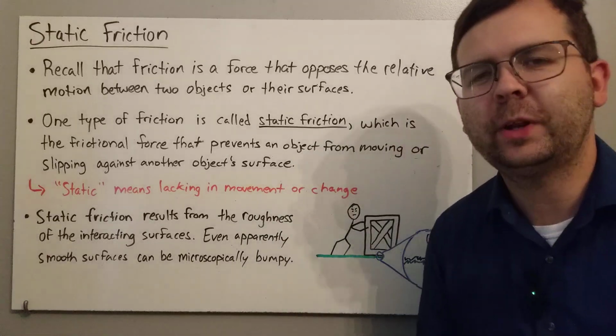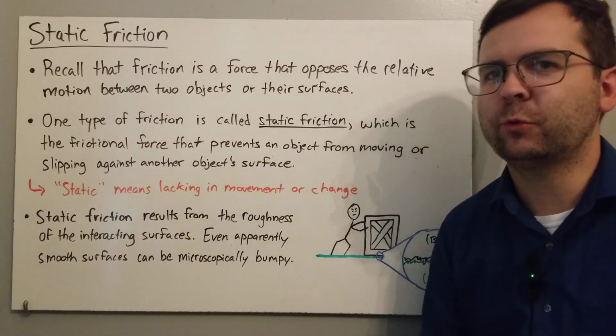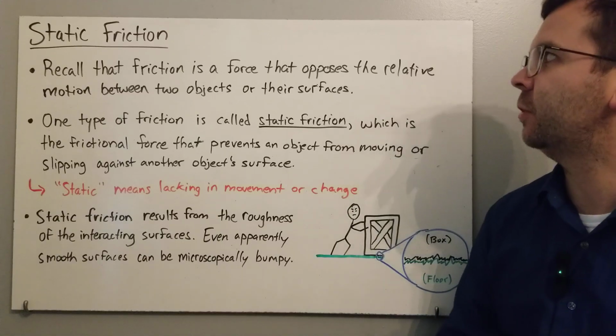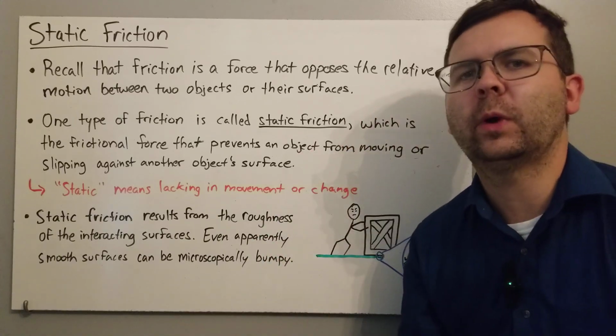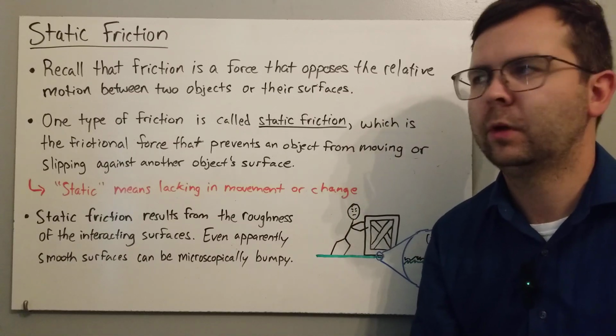Hi, this video is about static and kinetic friction. Let's recall that friction is a force in physics that opposes the relative motion between two objects or their surfaces.